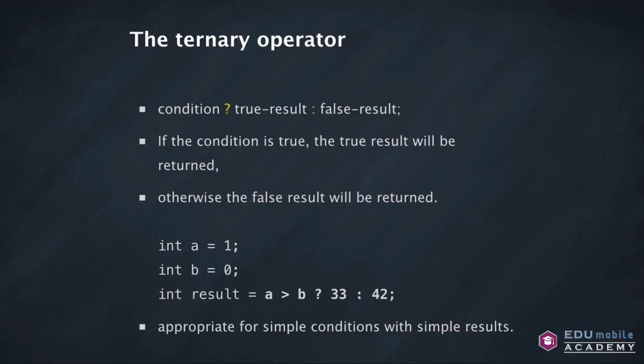So for instance, if we have an integer a equal to 1 and an integer b equal to 0, and then we set result equal to the conditional a is greater than b, if this is true, 33, if it's false, 42, then result will be 42 in this case. If a were 0 and b were 1, then it would be 33 in this case. If a and b were reversed, then 42 would result. And again, this is appropriate for simple conditions with very simple results.